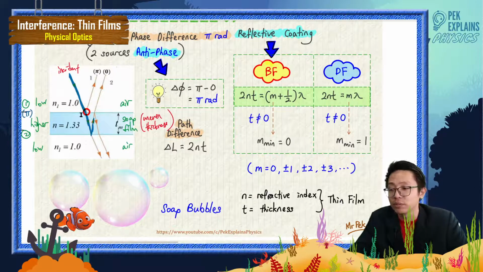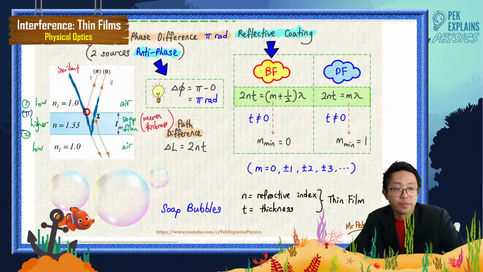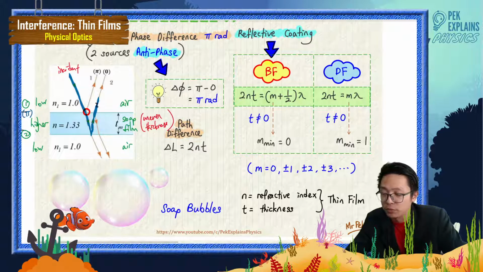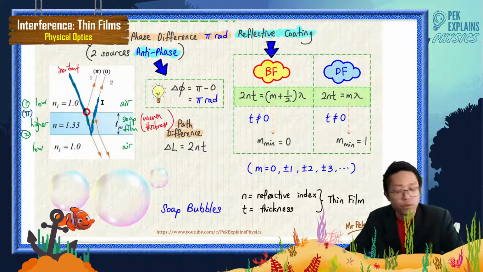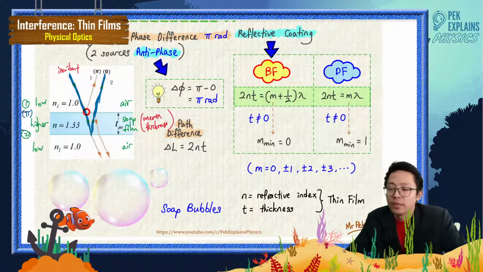Okay, so all this while, is there any phase change? No. Along this path, no phase change for the second wave. This reflection also has no phase change. Okay, and then it goes out. Is there any phase change when it goes out from soap to air? Refraction. Phase change? No phase change also. So all along the way for the second light, entering from air to soap, no phase change. Reflection from soap to air, no phase change.